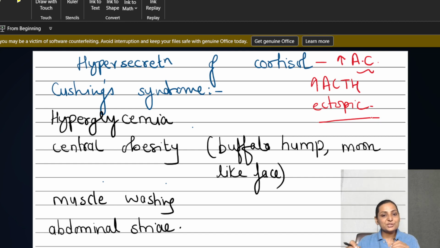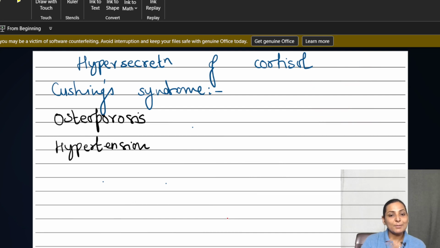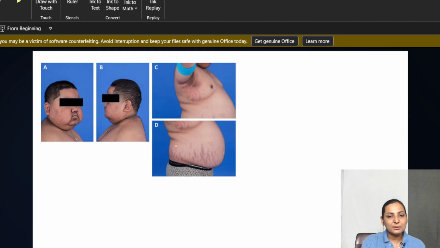So excessive cortisol secretion can result in Cushing syndrome. Very characteristic features which you must keep in mind when writing an answer are hyperglycemia, central obesity like buffalo hump, moon-like face, muscle wasting, abdominal striae, hypertension. These are the conditions that you must not miss out, osteoporosis and hypertension, because these come as 2 marks BAQ. Enumerate 4 clinical features of cortisol excess and you are done with the answer. You can see over here a picture of a patient with Cushing syndrome with a central moon-like face and a buffalo hump.